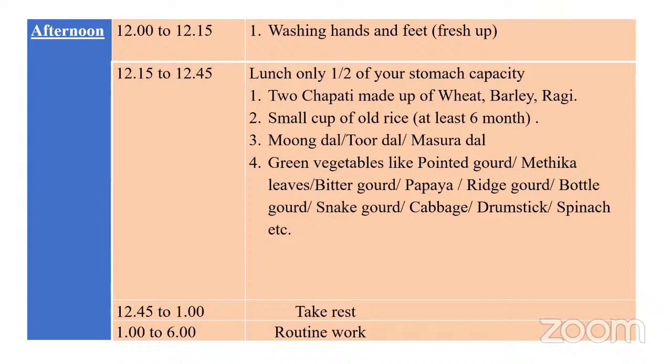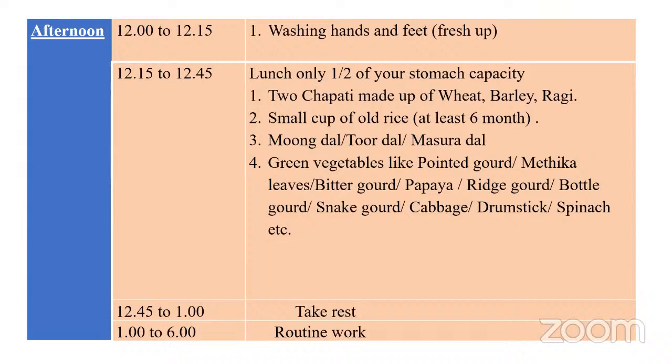So like the chapati, which is made of wheat, barley, ragi, these kind of grains, and taking a very small cup of rice, then moong dal, masoor dal, these all things. And when we are taking vegetable, we have to avoid this potato, and we should go for this green vegetables like the methi, bitter gourd, karela, papaya, ridge gourd, or bottle gourd, lauki, spinach. So these vegetable will be suitable.